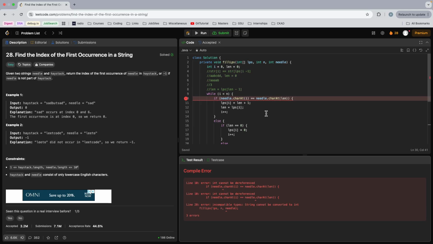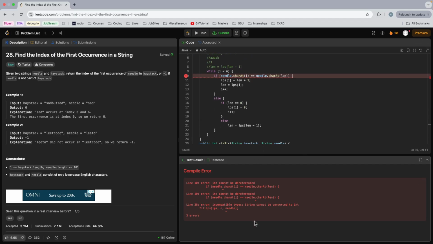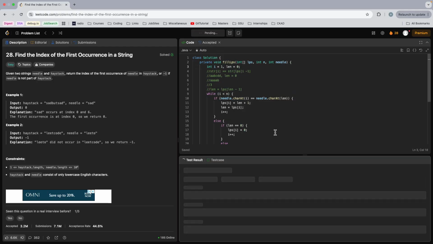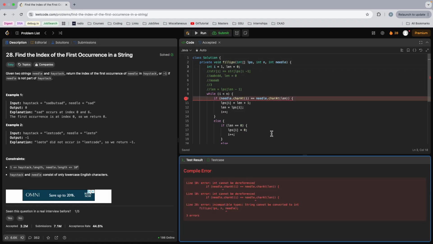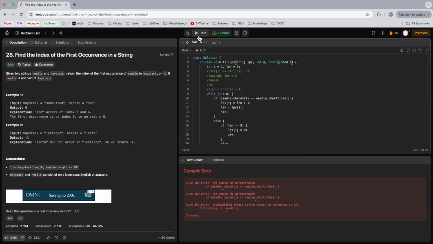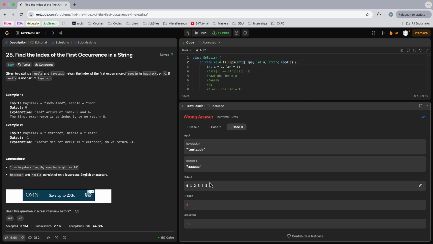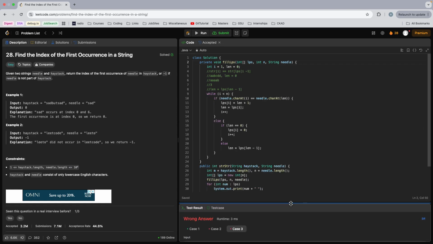Okay, let me see what the problem is. Oh, one second. We should start from 1. Give me a second, let me check what the issue is. Okay, my bad. Our pattern is a string, not an integer value. Okay, so for this third case, we're getting the proper LPS array. So we filled out LPS.